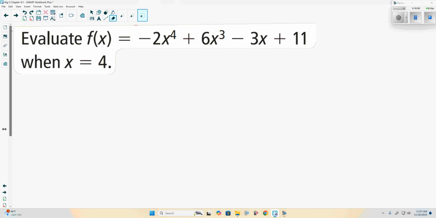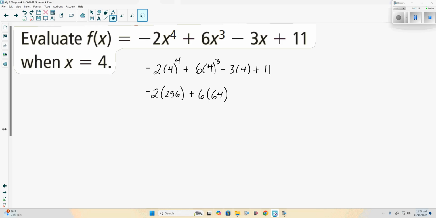Because if we wanted to evaluate this when x is -4, all we're going to do is -2 times 4 to the 4th plus 6 times 4 to the 3rd. Now 4 to the 4th is 64 plus 6 is, no, 4 to the 3rd is 64. Because 64 and 64 is 128, 256. Could be 4 to the 4th.